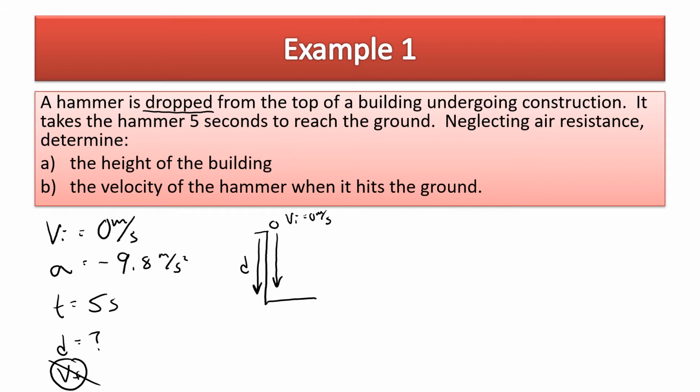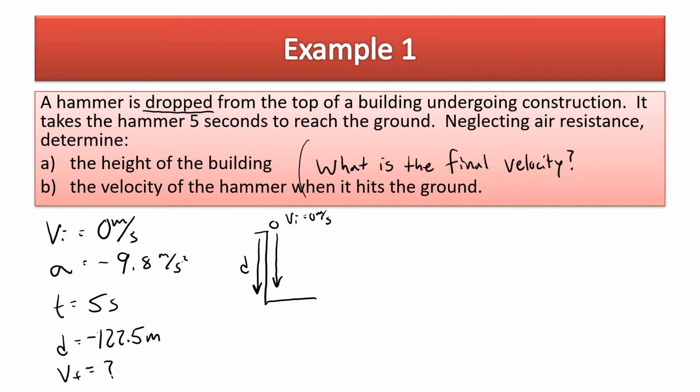So part B says, what is the velocity of the hammer when it hits the ground? In other words, they're really looking for the final velocity. This is what we're going to solve for. And we know now that this is negative 122.5. You keep that negative because we're still going downward. Our displacement is negative.